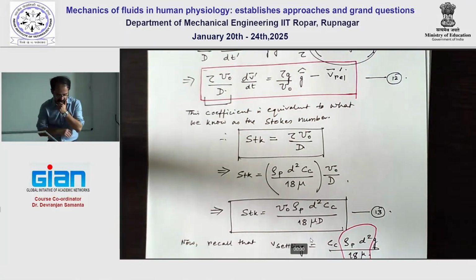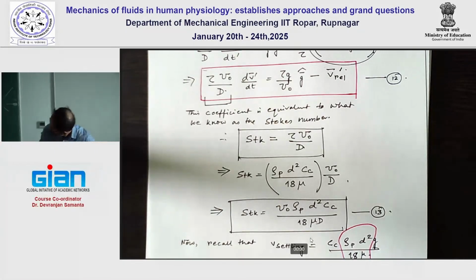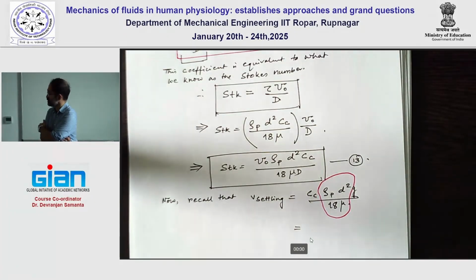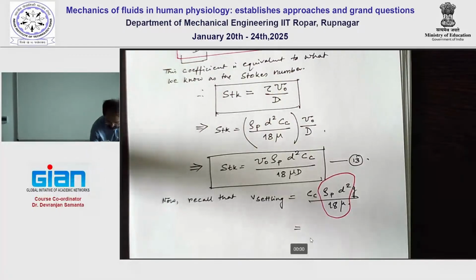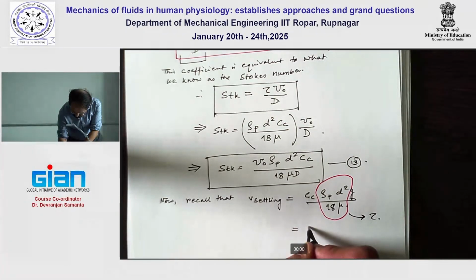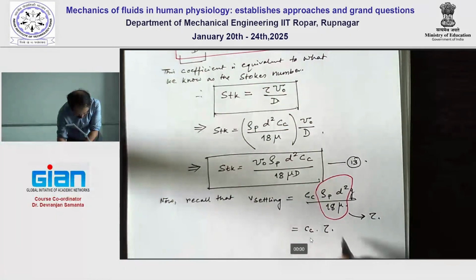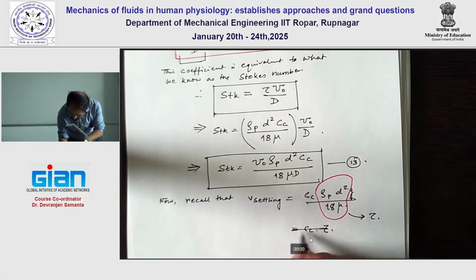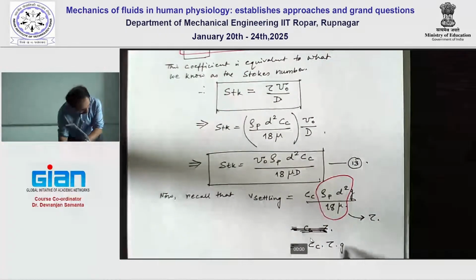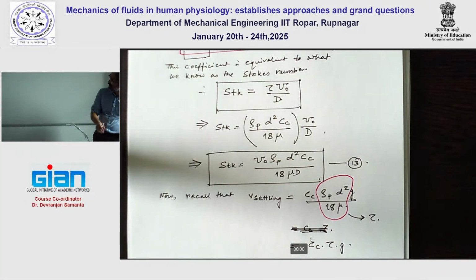So rho p d square over 18 mu. What is that? We have just derived that. It is the tau, correct? So this part itself is tau. And what else do we have? So Cc times tau times g. Let's quickly look at, is that indeed the tau?